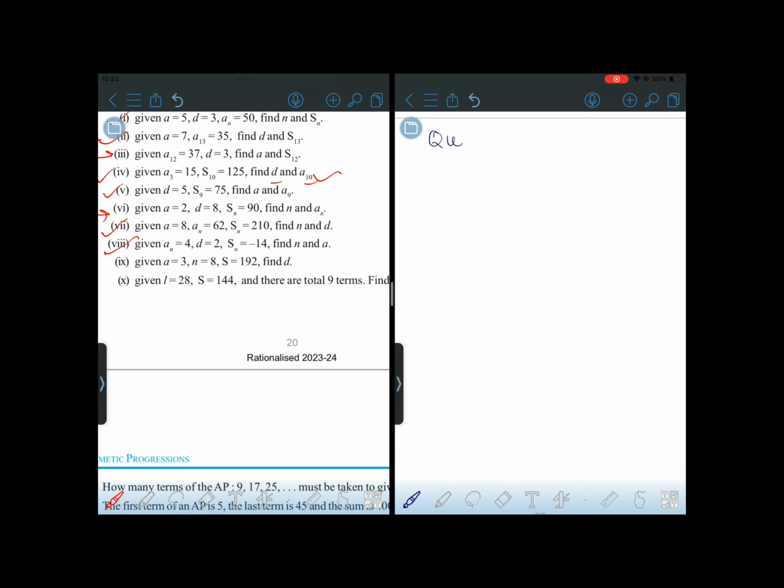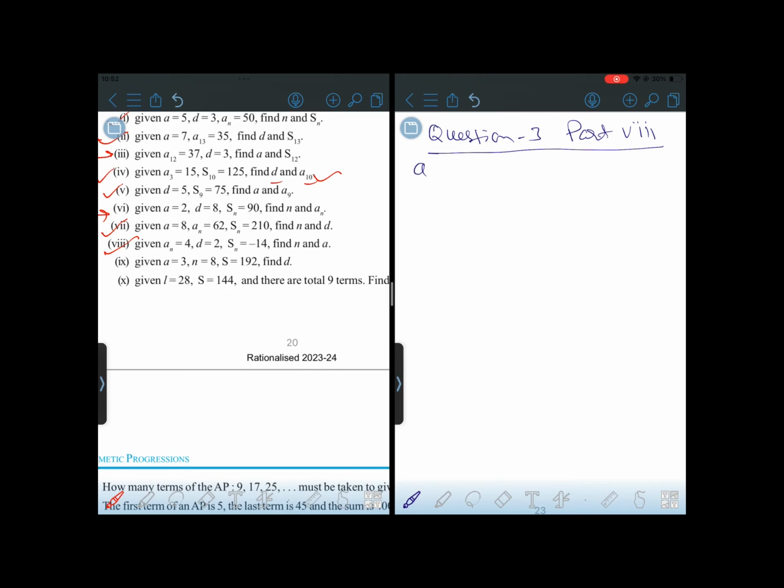So question 3, part 8, right? In this part, we are given an, d, and Sn, and we have to find the value of n and a. So what we can do is start with our an formula.